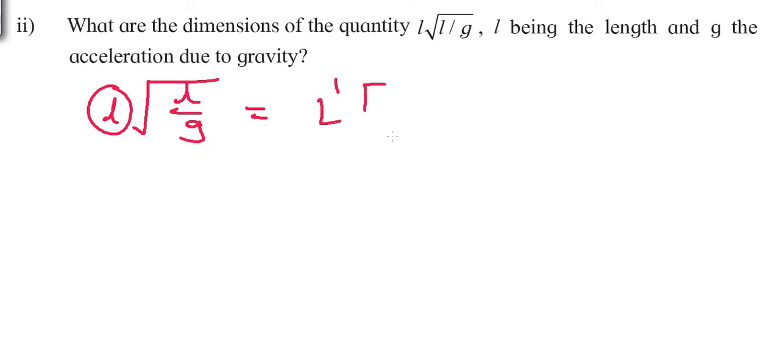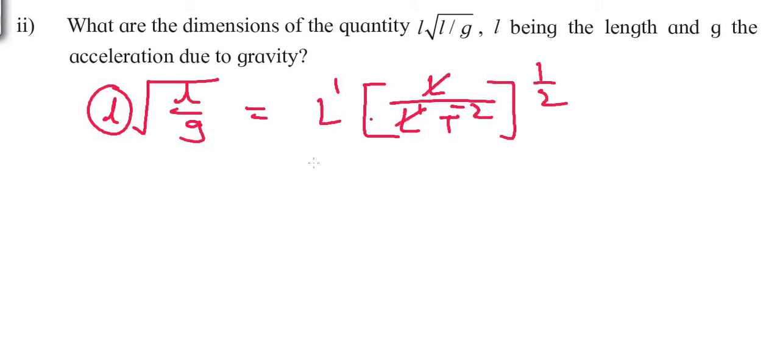Root can be written as raised to half. So inside the bracket it is L upon G. So L dimension L raised to 1. G acceleration. Now we know the dimensions for acceleration, L raised to 1, T raised to minus 2, raised to half. This L L gets cancelled. That is equal to L raised to 1.